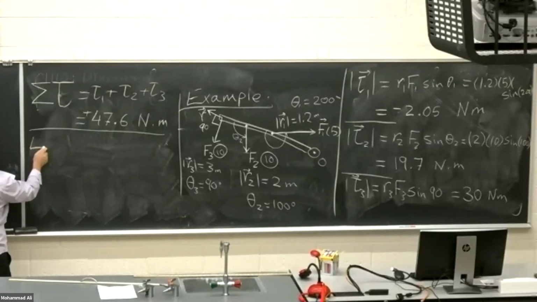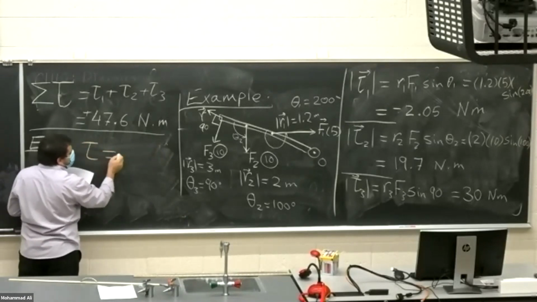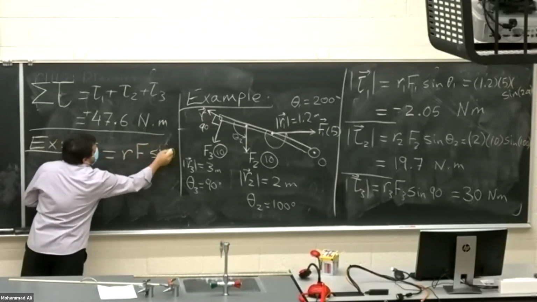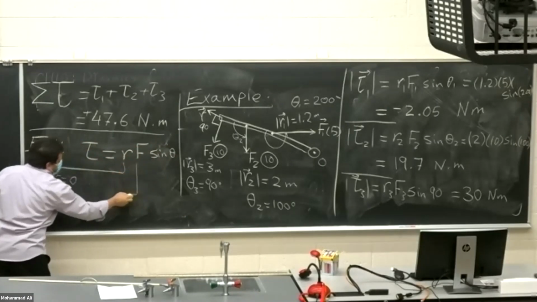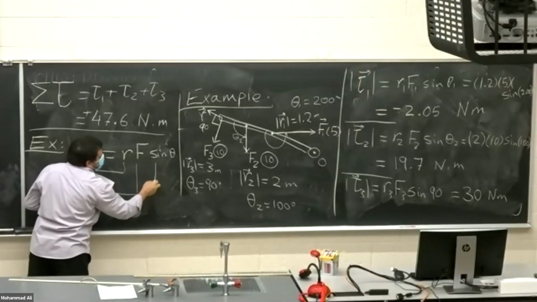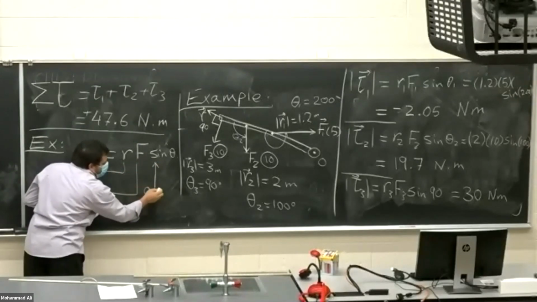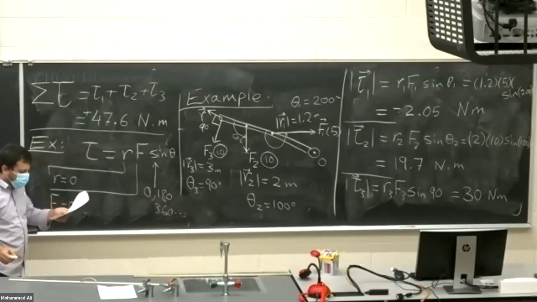We have this example. When the torque is equal to 0, we need to put the relation. It is R, F, sine theta. We have 3 cases. The first one, when R is equal to 0. The second one, when F is equal to 0. The third one, when sine theta is equal to 0. That means theta is equal to 0, or 180, or 360, and so on. These are the 3 cases.